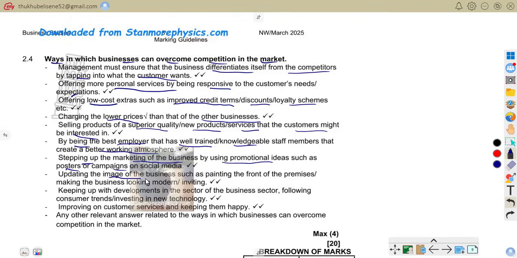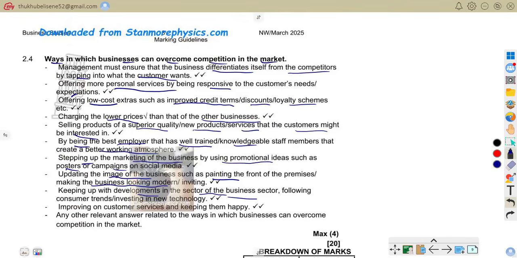Updating the image of the business, such as painting the front of the premises, making the business look modern and inviting. This way you improve the business image. You are trying by all means to make the business look modern, attractive, and professional. That's that. Keeping up with developments in the business sector.